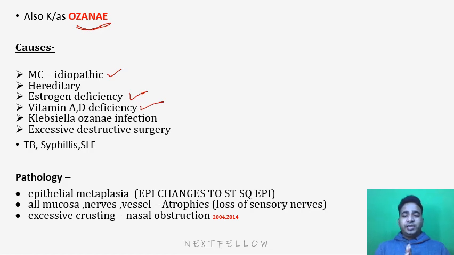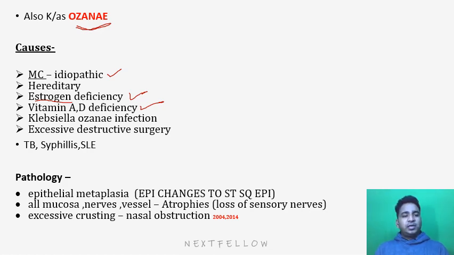See, vitamin D and vitamin A are very essential in the body, and it has been proved that vitamin D deficiency will lead to an immunodeficient or immunocompromised state. So maybe because of this vitamin A and D deficiency, the patient may have some sort of immunocompromise leading to atrophic rhinitis. And estrogen also plays an important role. If it is deficient, then the chances of atrophic rhinitis increase.